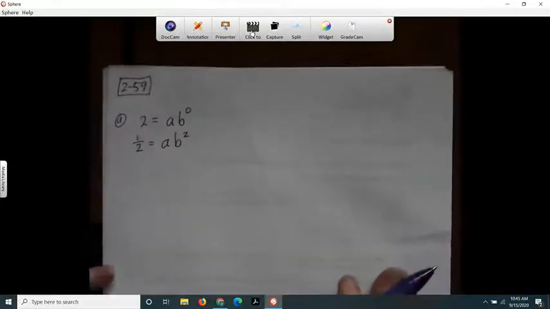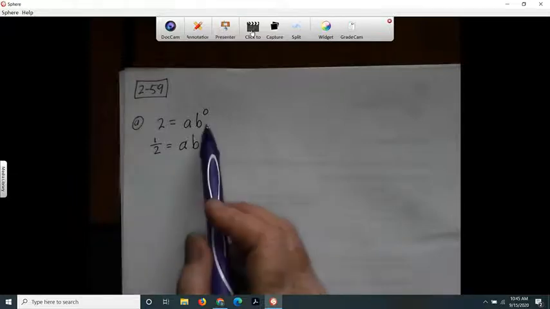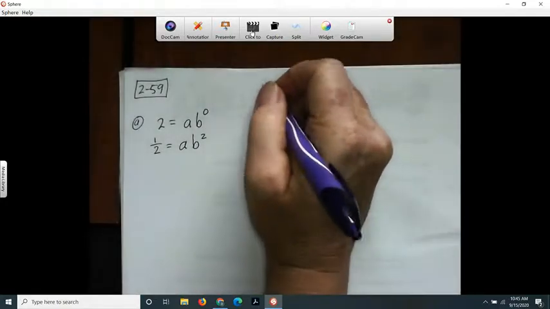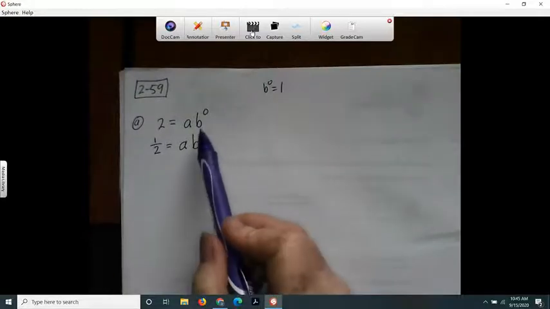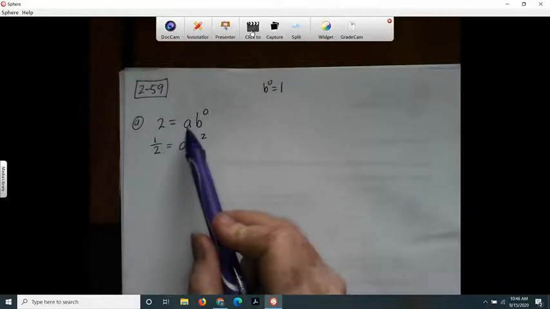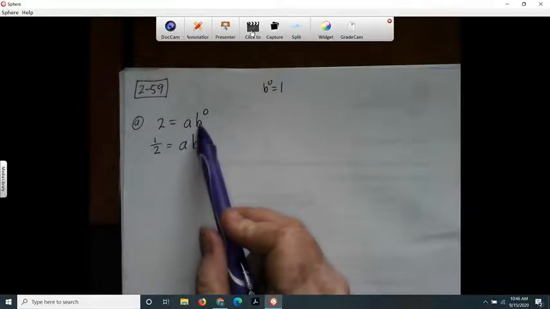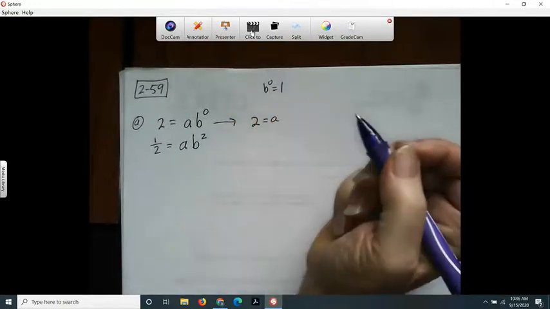So I'm supposed to solve the system of equations, so I can use substitution or elimination, or there are other methods that you might not be familiar with. But for this one, I know that b to the 0 equals 1, so I'm just going to simply plug in 1. Okay, so 2 equals a times 1. So that means 2 equals a, because b to the 0 is 1.